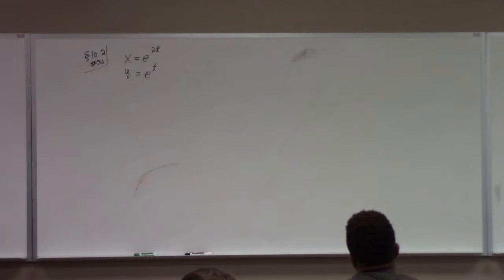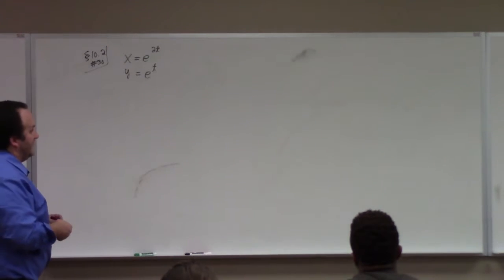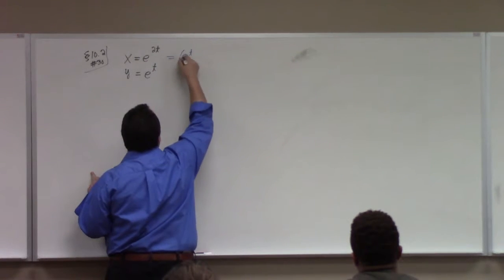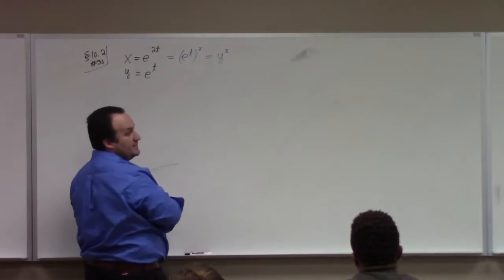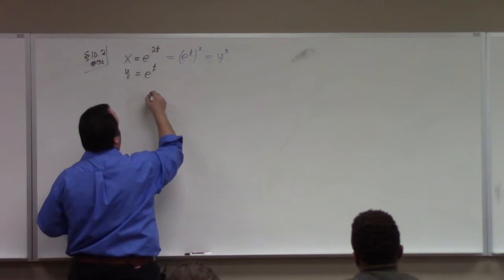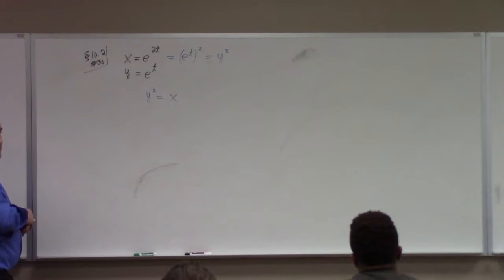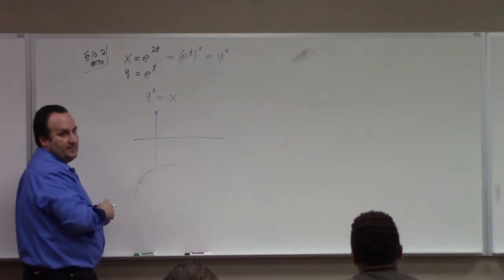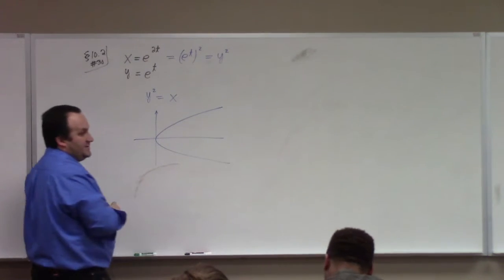So I'm going to ignore the graphing utility part because if I find the Cartesian form of this equation, we don't need fancy stuff to graph it. We can just use the pre-calculus we all know. In particular, this is e to the t squared, which means that this is y squared. So you've got y squared equals x. What is that? That is a sideways opening parabola. It's one of these.